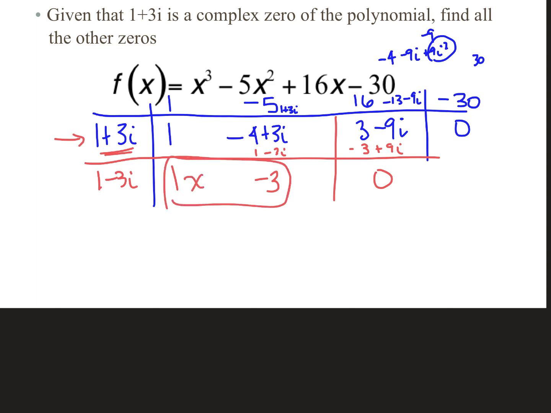So the third 0, x minus 3 equals 0, means my last 0 is 3. Let me highlight these for you, in green. Here's one of the roots that was given. The other, that is the complex conjugate, and I just realized that is not green. I do know my colors. And the third one is 3.